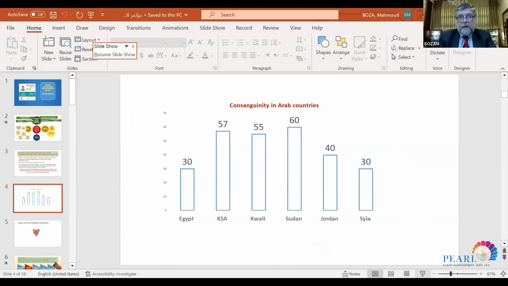As we all know, in our countries, in Arab countries, we have a high rate of consanguinity. For example, it is 30% in both Egypt and Syria and goes to around 60% in some other countries like Sudan. So producing administrative orders to limit consanguinity as much as possible in cases of high-risk genetic diseases is very important in our countries.